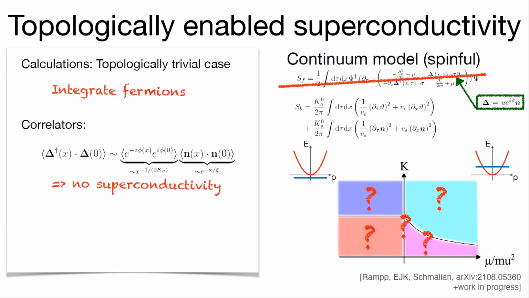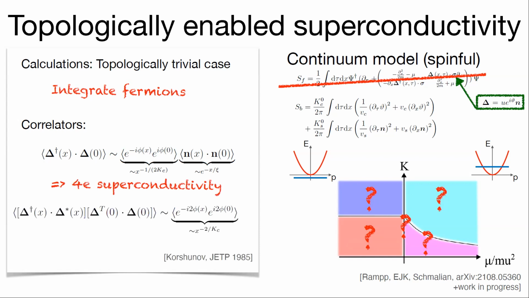So this looks as if there was no superconductivity. There is at least no off-diagonal long-range order. But what you can do is study what happens with two. You create two Cooper pairs here and annihilate two here, and you can make it in such a way that they form essentially a singlet. Just take the scalar product of delta transpose delta. n is a unit vector, it drops out. So you just get a correlator of e to the i 2 phi, e to the minus 2 phi, which is algebraic. We have algebraic order of 4e superconductivity in the topologically trivial case.